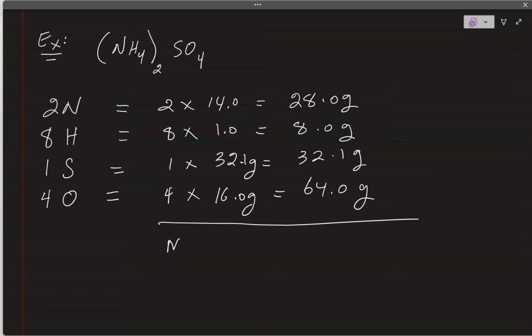the total molar mass. Molar mass equals, when you add them all up, you get 132.1 gram. All right, that is the molar mass. By the way, it's gram per mole, right? That's the unit of molar mass, so be aware of that. Okay, let's do another example.